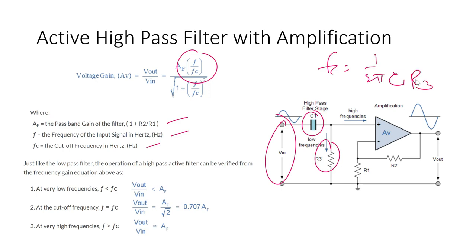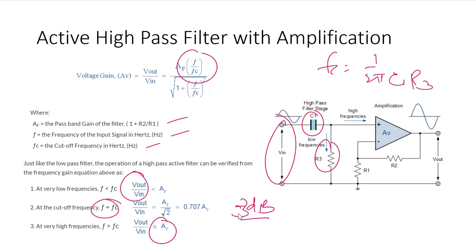Okay, just like the low pass filter, the operation of the high pass filter can be verified from these equations. So at low frequency we will have Vout by Vin lesser than AF. For high frequency it will be almost equal to AF, and for the intermediate frequency, which is Fc, it will be minus 3 dB.